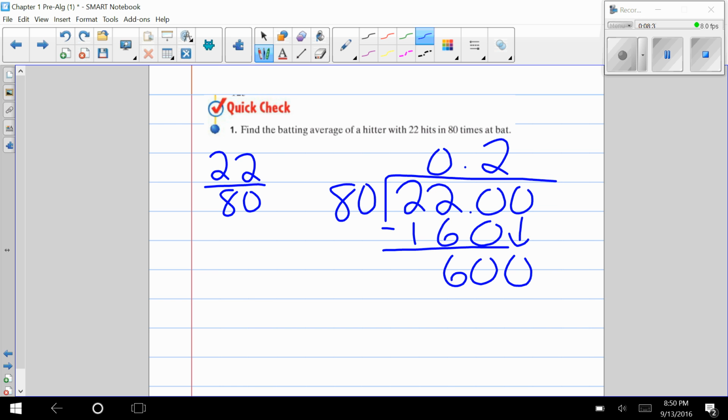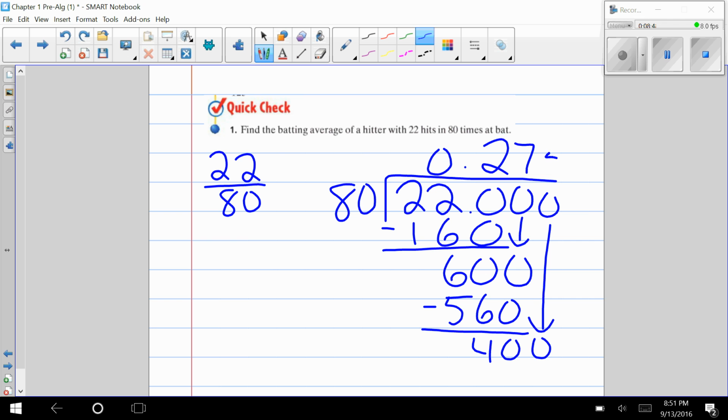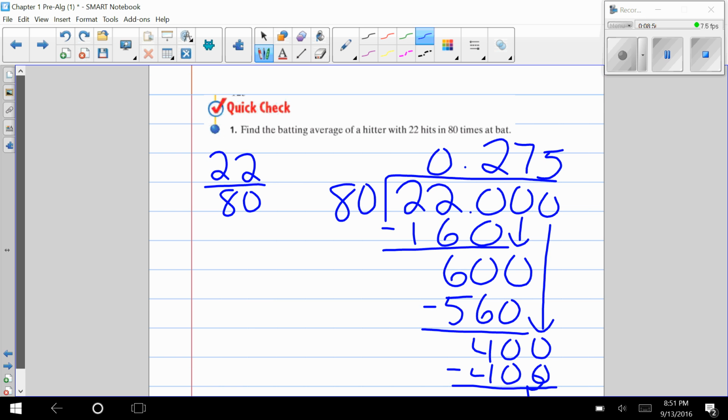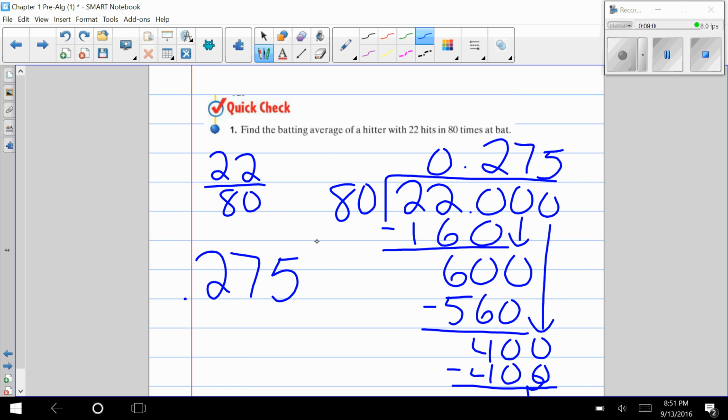How many times does 80 go into 600? I'm going to go with 7 because that will be 560. Subtract, I'm left with 40. Add a 0 on the end and bring it down. This one will be 5 because that'll equal 400. And we are left with a remainder of 0. So the batting average will be .275.